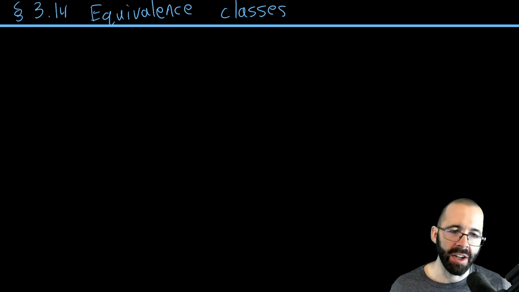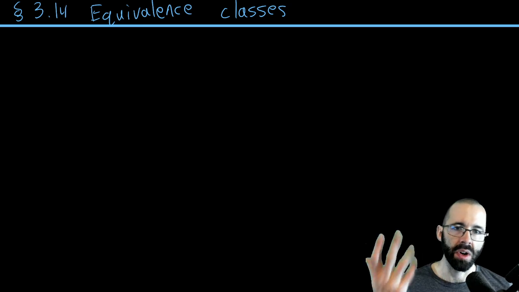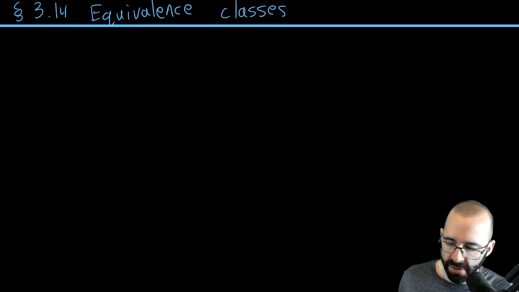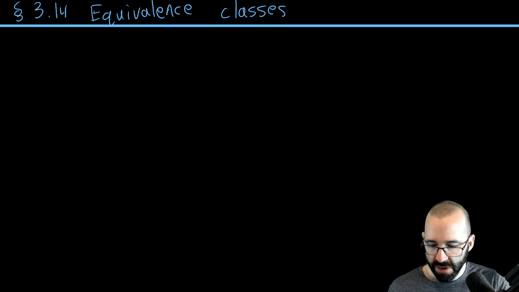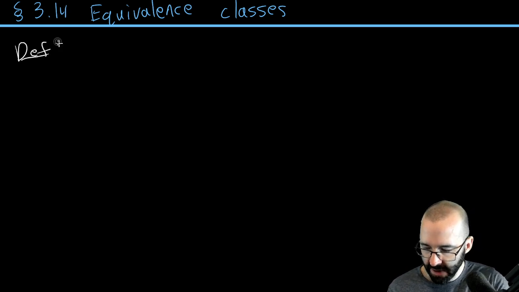Here we've got another video on the shorter side where, again, I don't do too many examples, but there are more examples in the book if you want some more. So we're going to talk about equivalence classes here, obviously, and we're going to talk about them a little bit sooner than we talked about equivalence relations in the last one. So we're just going to jump right into the definition.